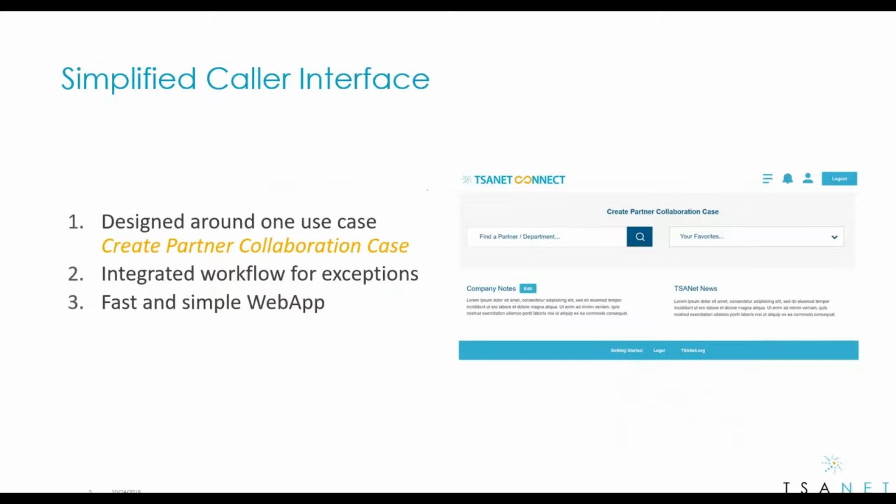If we go into the caller interface, again, it's designed around this really single use case of getting in here and creating a partner collaboration case. It does have all the integrated workflows and exceptions. It's a fast, simple web app. And it's really the fact that it's designed around that single use case, and you'll see that when I give the little demo, it's intended to let the engineers get in here, log the request, and then they don't really need to go back to this solution to continue the conversation. Then the conversation takes place point to point, and I'll share with you some different ways that occurs, but really focused around the single use case of creating the partner collaboration case.